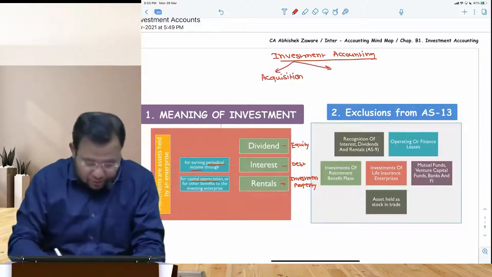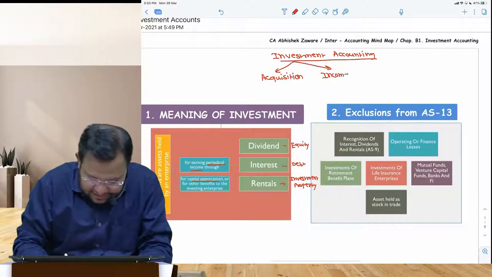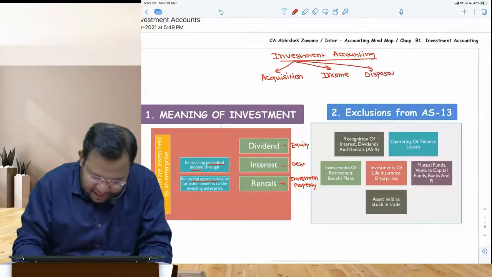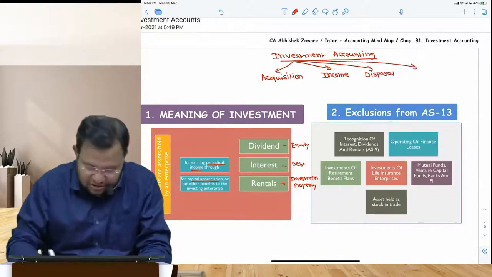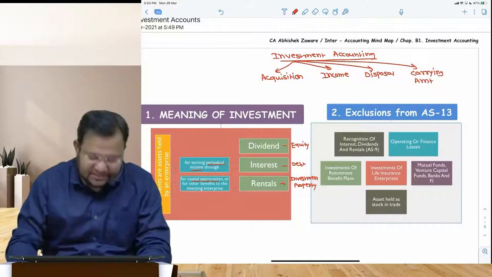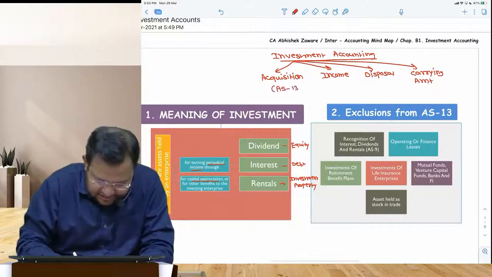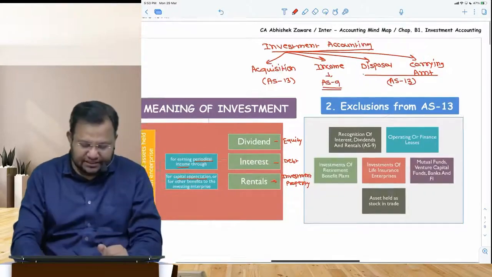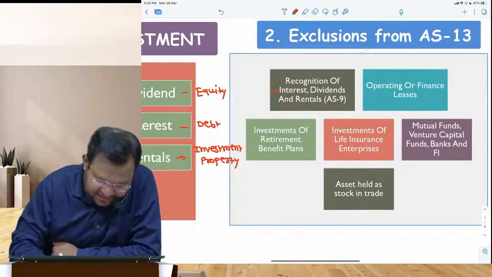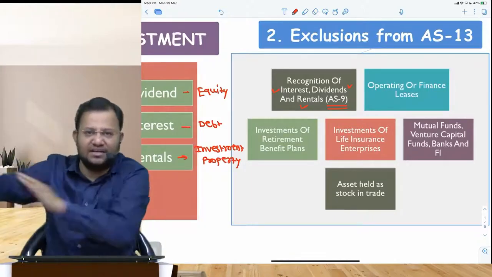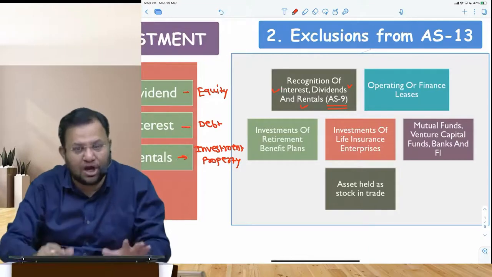Then I need to talk about recognition of income on investment. Then I need to talk about disposal of investment accounting. I also need to talk about carrying amount of investment for balance sheet purposes. So these are the multiple things which I need to talk. Out of this, this is covered in AS 13. This income earned on investment is covered in AS 9. So recognition of interest or recognition of dividend and the rental is a revenue for a person that is covered under AS 9. But in this chapter, we are also going to talk about it.